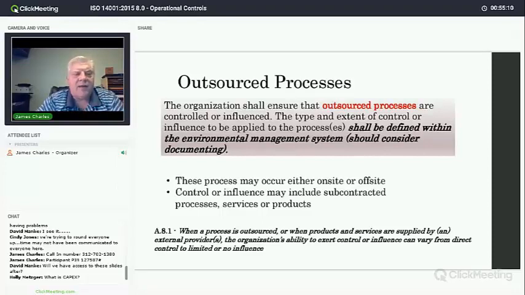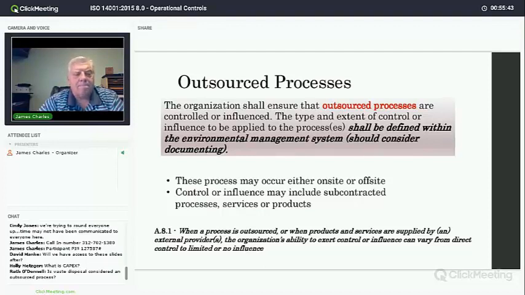But a couple of points of edification here. The word outsourced process sounds like it occurs someplace else. But actually, an outsourced process can occur on your site. So it's not necessarily an off-site activity. So these processes can occur on or off-site. Our control or influence may include subcontracted processes or services and products.